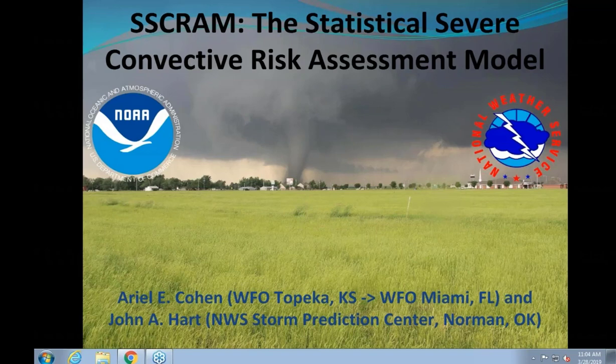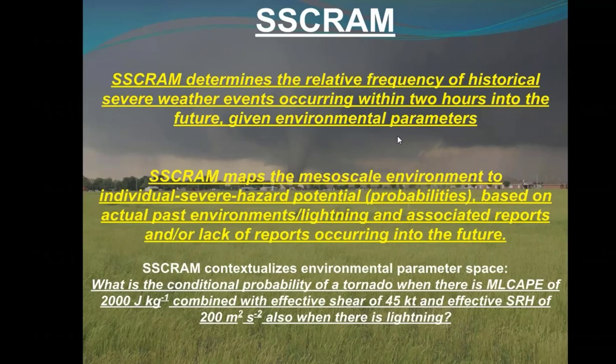So we're able to get the environmental parameter space and the multitude of thermodynamic and kinematic parameters that go into modulating convective storm intensity in order to predict into the future a couple of hours based on large sample sizes of past data sets. Again, SCRAM determines the relative frequency of historical severe weather events occurring within 2 hours into the future given initial environmental parameters where cloud-to-ground lightning occurs, effectively mapping the mesoscale environment. That's going to be key to explaining the fluctuations in convective intensity and evolution to severe weather hazards.